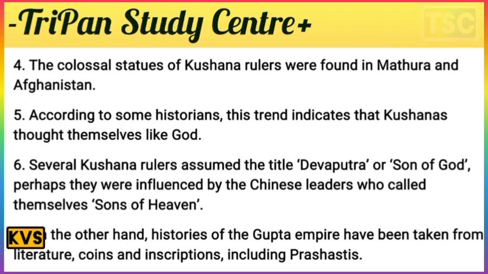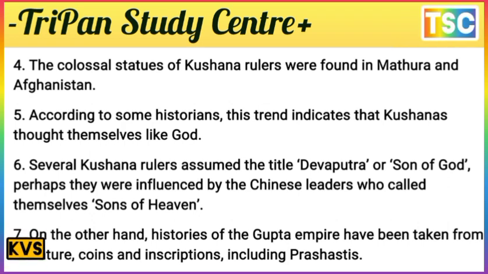Several Kushana rulers assumed the title Devaputra. Devaputra means son of God. This was influenced by the Chinese leaders who called themselves sons of heaven. That's an important point.